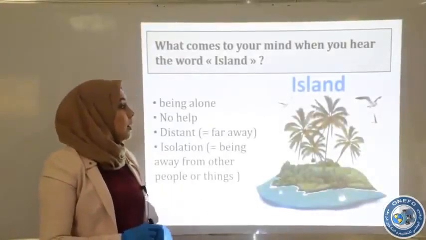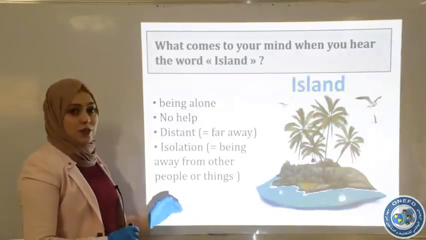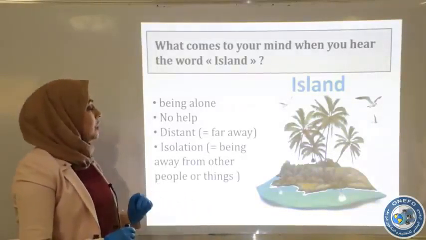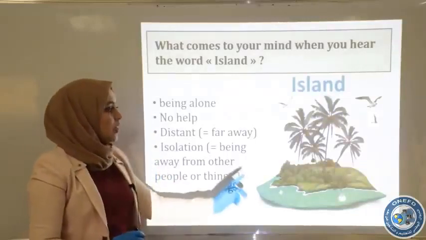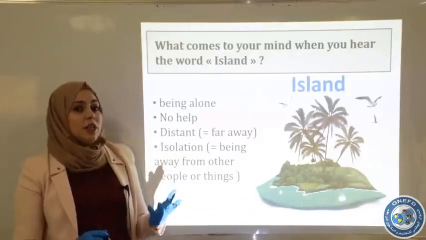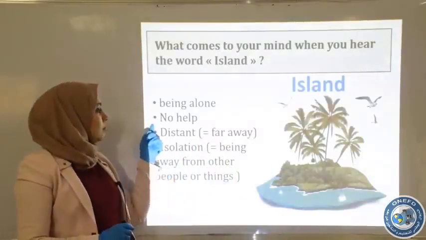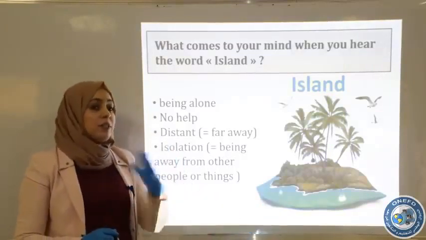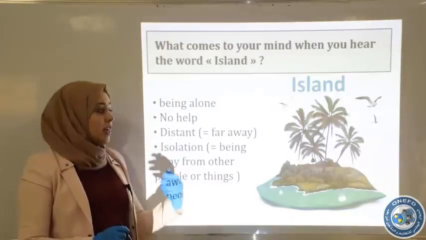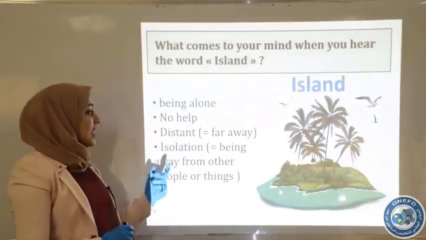So, these are some of my students' responses to the question. Someone said, being alone. When I think of island, I think of being alone. That means being away from people, and no help. Usually when you are on an island, if something happens to you, there is no one that could help you. The last one is isolation.